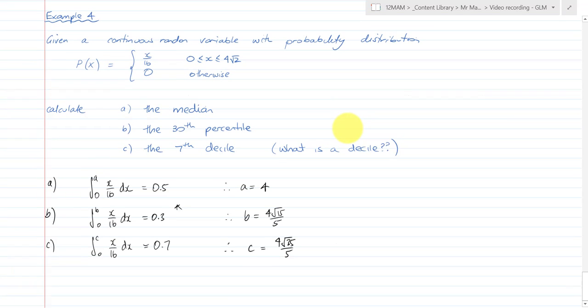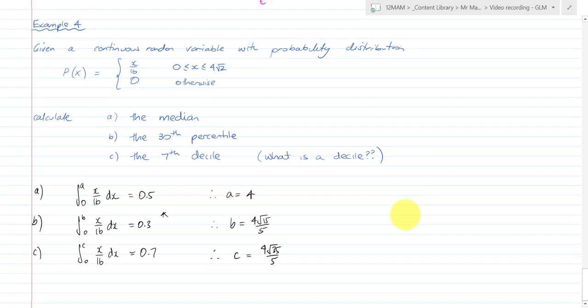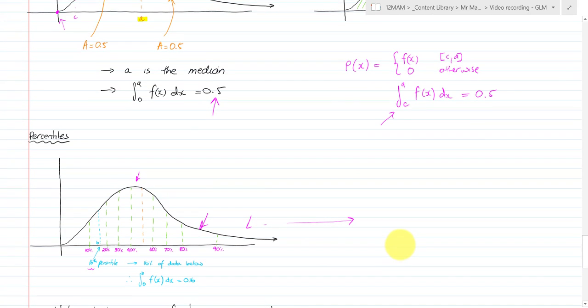So that's how we calculate median, deciles, percentiles, all that kind of stuff, and hopefully it makes sense that if you look at these diagrams, we're looking for percentages, probabilities represented as areas, and we can use those areas and associate them with integration quite nicely.